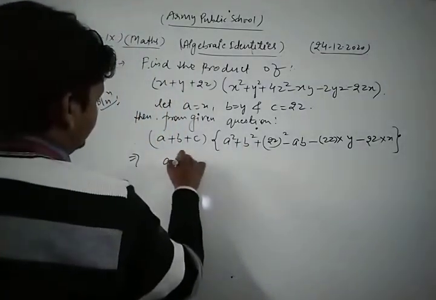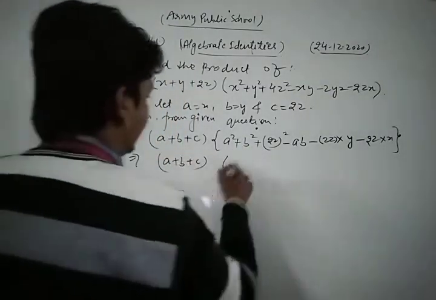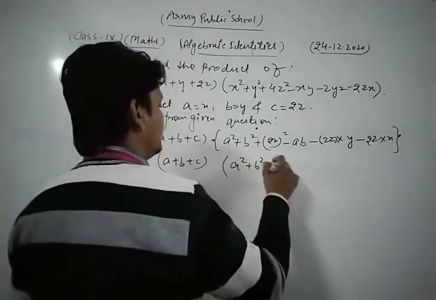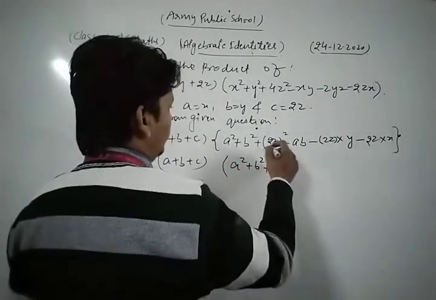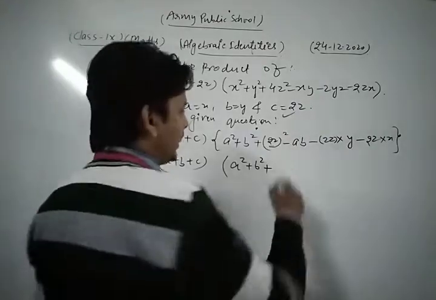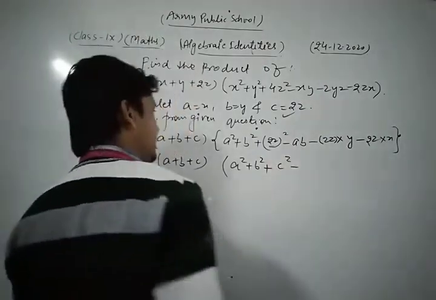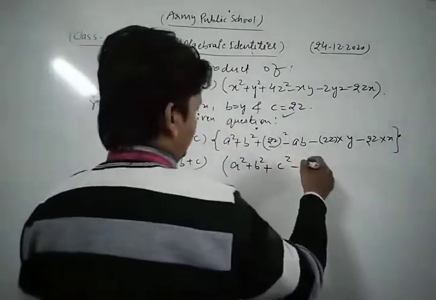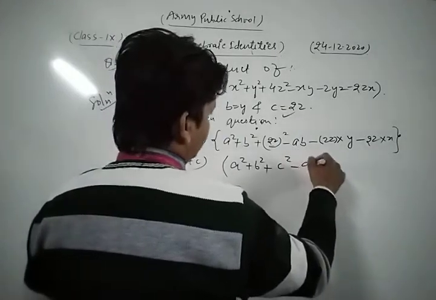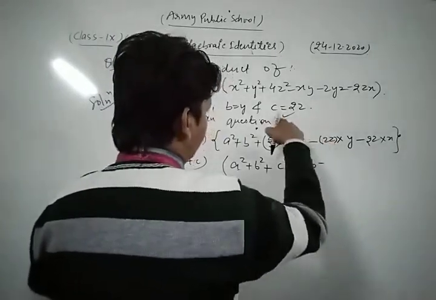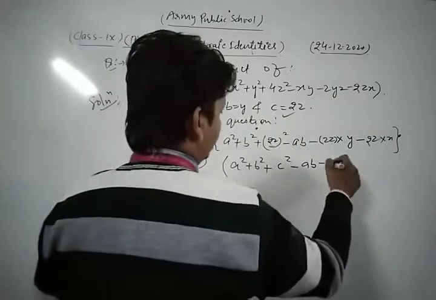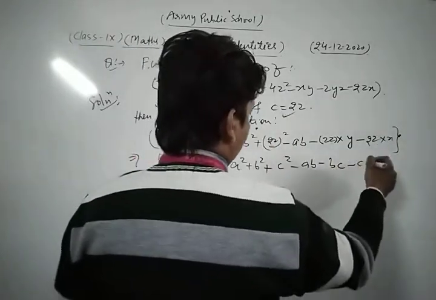Now this is a plus b plus c in one bracket. In another bracket this is a square plus b square plus the value of 2z we take as c, so we write c square, minus ab. ab means xy, so we write it as it is, minus 2z is c and this is y. So ab minus bc minus ca.